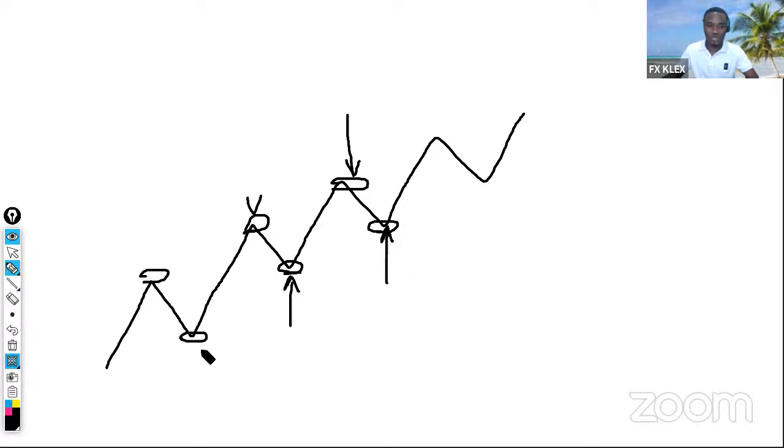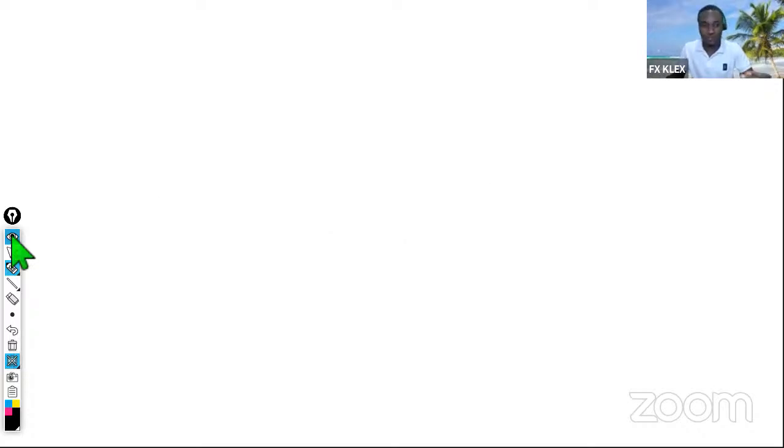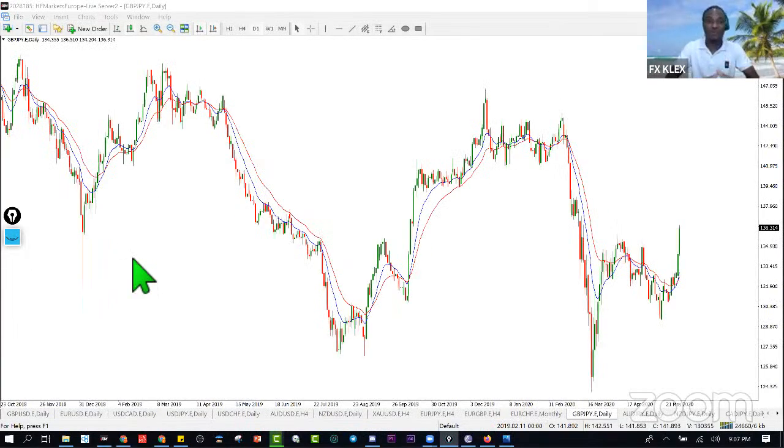So I'm going to show you guys how we can mark out these zones on our trading chart, and then how we can implement this on our chart. So first thing right there is, let's figure out on this chart of the British pound sterling against the Japanese yen.